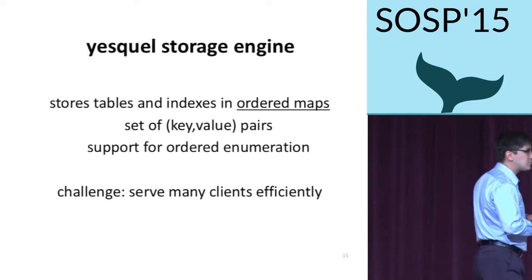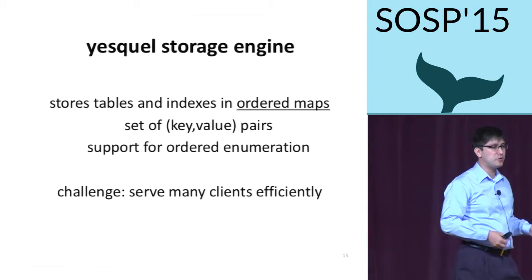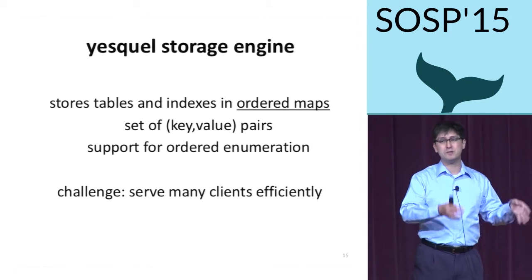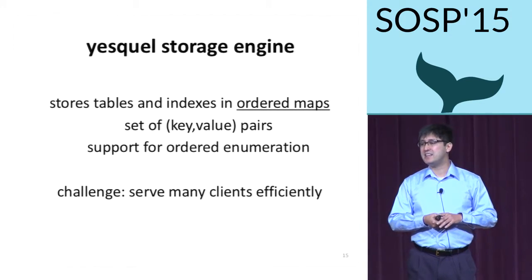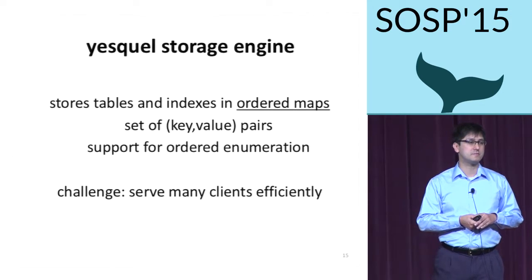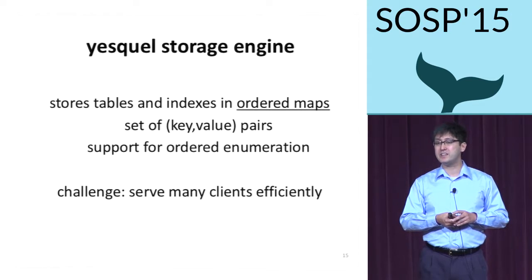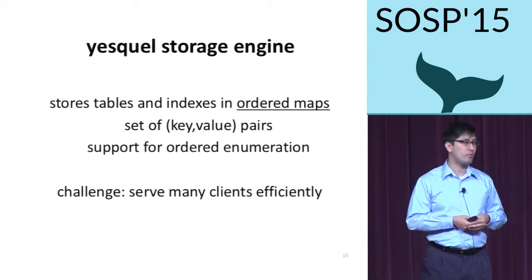Now let me talk about the Yesquel storage engine. As I mentioned before, the storage engine is responsible for keeping the contents of tables and indexes, and Yesquel is going to keep that information in what are called order maps. An order map is just a set of key-value pairs where the keys are ordered.